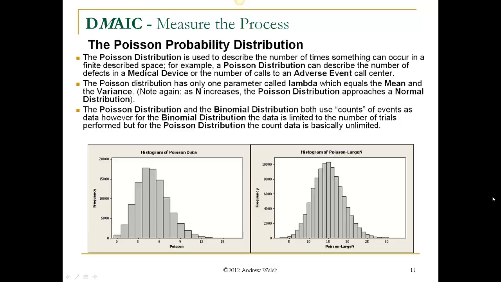The Poisson distribution and the binomial distribution both use counts of events as data. However, in the binomial distribution, the data is limited to the number of trials. So however many packages you selected, that's the total number. If you have 100 packages, you can have 100 passes, or 50 passes, 50 fails, but no more. The Poisson distribution count data is basically unlimited. So if you're examining a medical device and you're looking for defects, there may be 3 defects on a medical device, or there may be 1,000 defects. So it's unlimited. You look at 100 of them, there may be 1,000 on each one of them. So the numbers can be much, much higher.